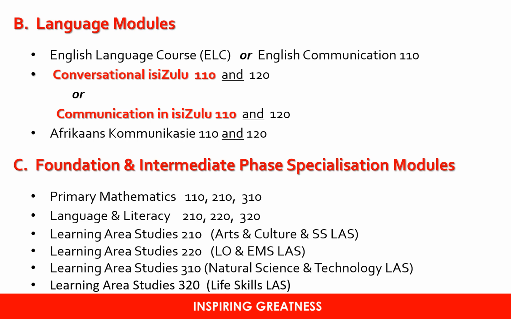Learning Area Studies 310 is the Natural Science and Technology Learning Area Studies module, and that is done in the first semester of 4th year. So you should be registering for that this year. And then finally, there's the Learning Area Studies 320 module, which is the Life Skills Learning Area Studies module, which is also done in 4th year in the 2nd semester.